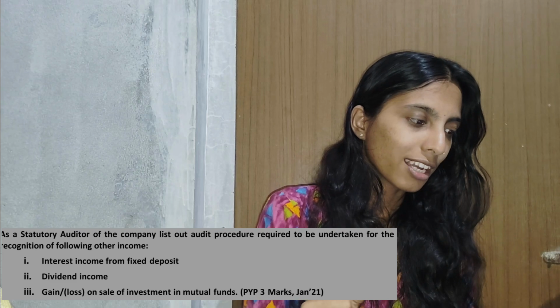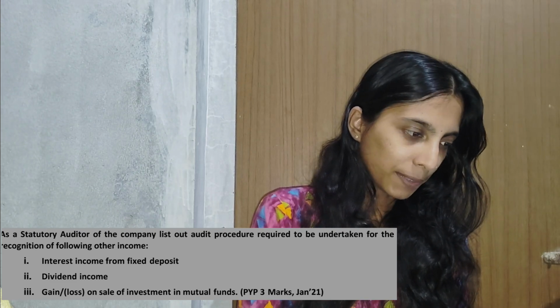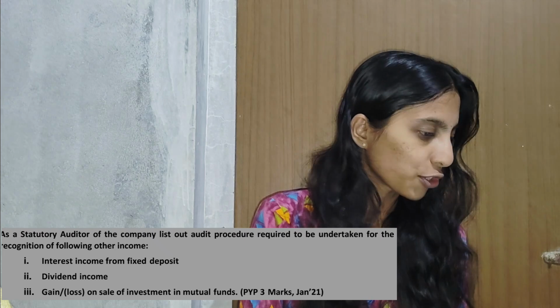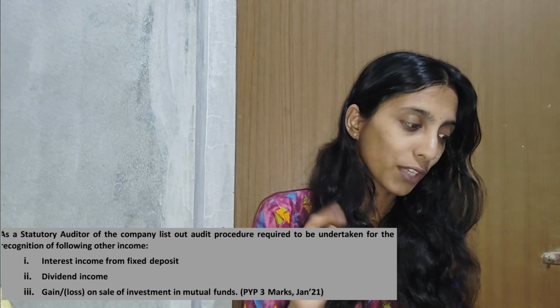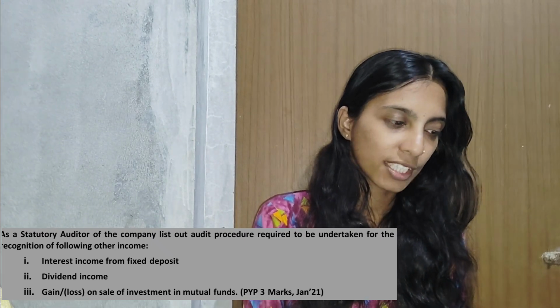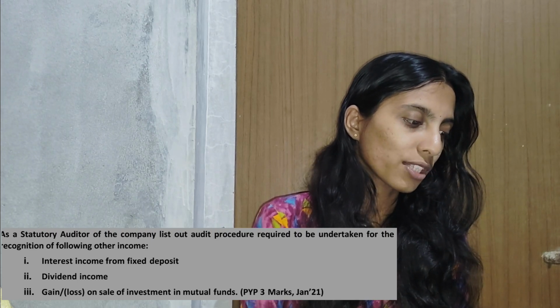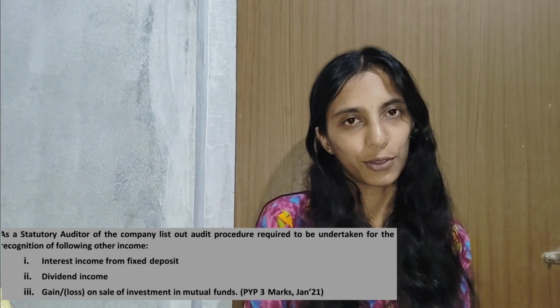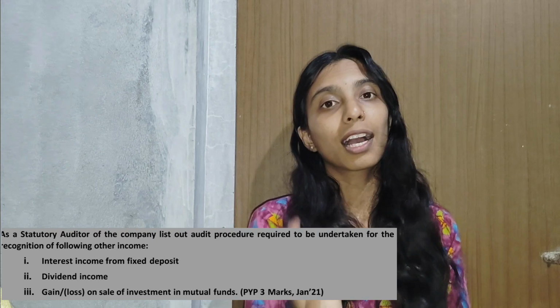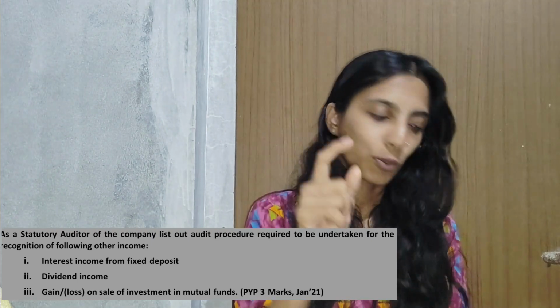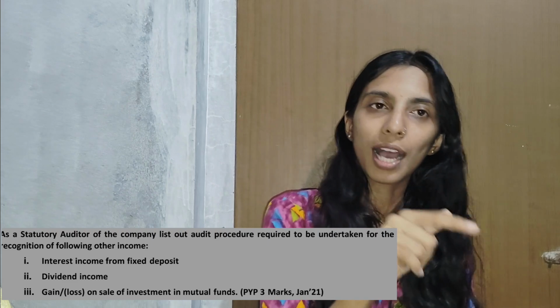So I'm going to read the question. As a statutory auditor of the company, list out the audit procedure required to be undertaken for the recognition of the following other income. The first one is interest income from the fixed deposits, dividend income, and gain or loss on sale of investment in mutual funds. So this is the question. I hope you are able to see the question in the display. Now I'm going to tell you the answer.